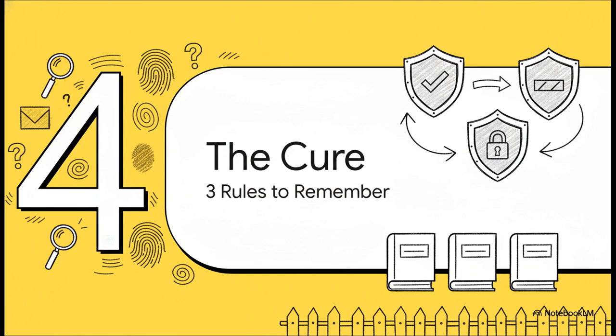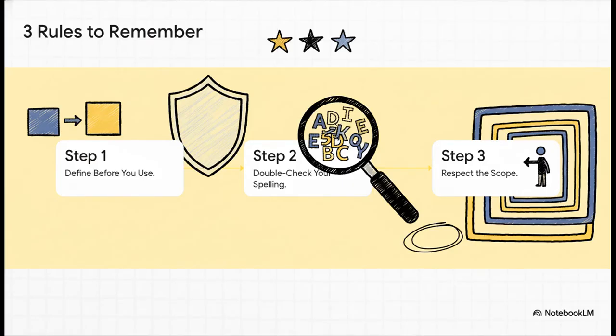Now for the really good part. Stopping them is actually pretty easy if you just follow three simple rules. We're going to switch from being detectives to being proactive. It really all boils down to these three things. First, define before you use. Just give Python an introduction to your variable before you ask it to do anything with it.